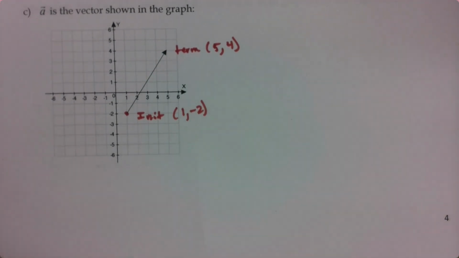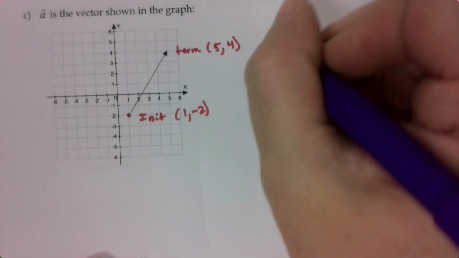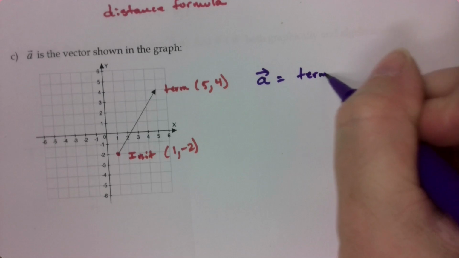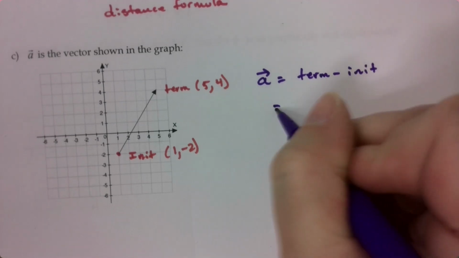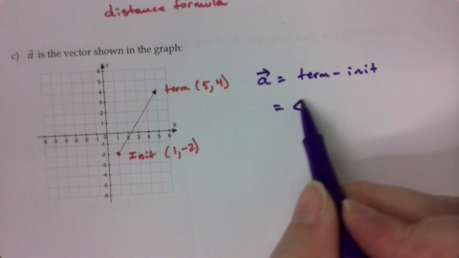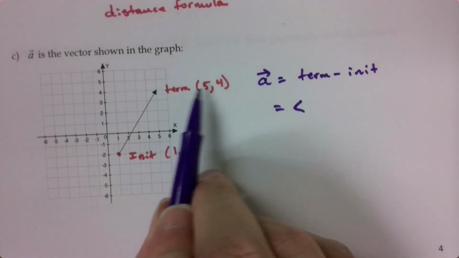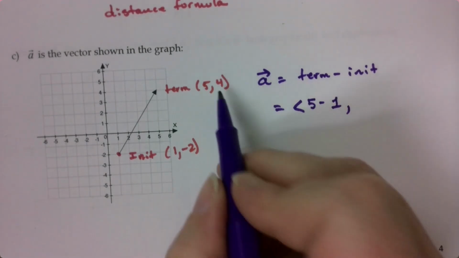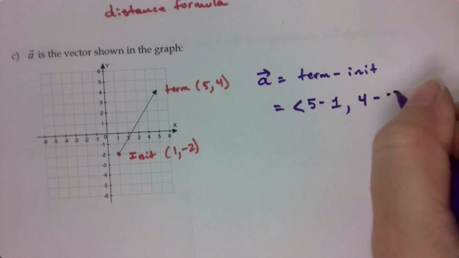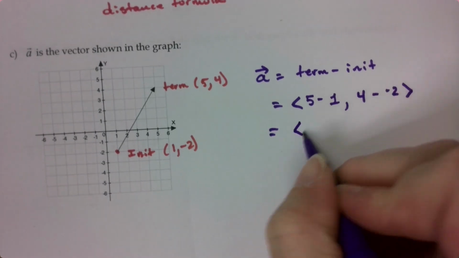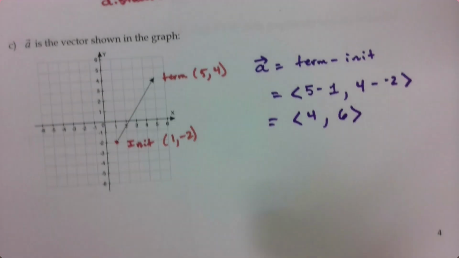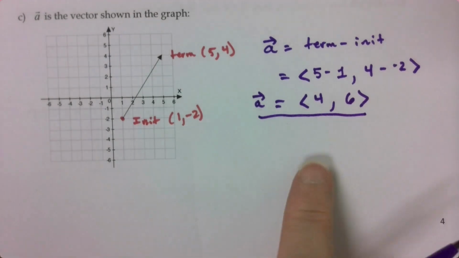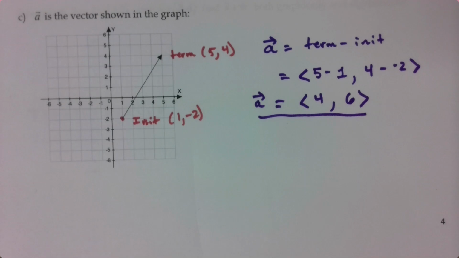Great. So now we can use that to find vector A. Vector A would be the terminal minus the initial. You just never want to forget that. So terminal would be 5, take away initial, which is 1. 4, take away -2. So that's 4, 6. So that's vector A. That wasn't what was asked for, but we needed to find it in order to be able to find the magnitude.